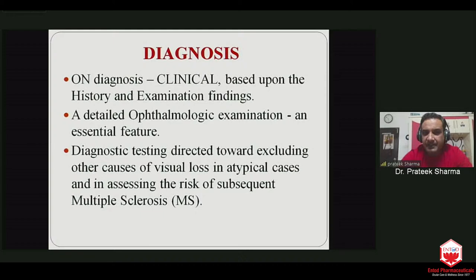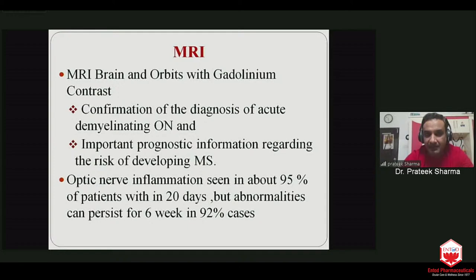Diagnosis is always clinical. Our history and examination give us all the information. A detailed optic examination, so support from the optometrist colleague is very important. And diagnostic testing should be done to confirm the diagnosis and look for atypical cases. Are we dealing with multiple sclerosis or a similar illness or something else? This is the more important reason to investigate and diagnose what we are dealing with. What Dr. Saxena says: make a localized lesion, so localize the illness, identify the illness and treat it.